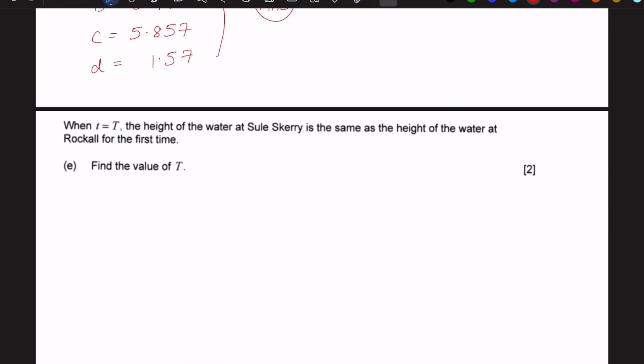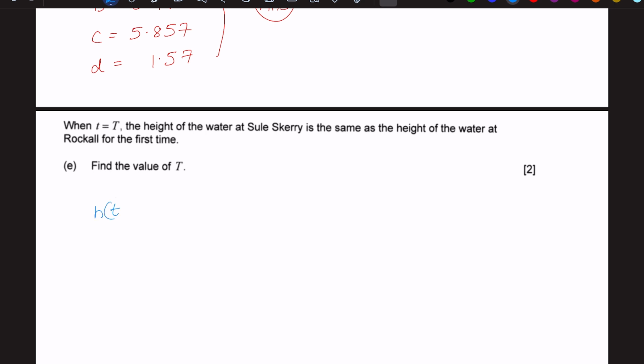Now the next part. When time t equals capital T, the height of water at Suli is the same as the height of the water at Rockall for the first time. So basically the heights are the same. So you have to find the value of t for which the heights would be the same for the first time. So basically again we can solve it with graphing, right?